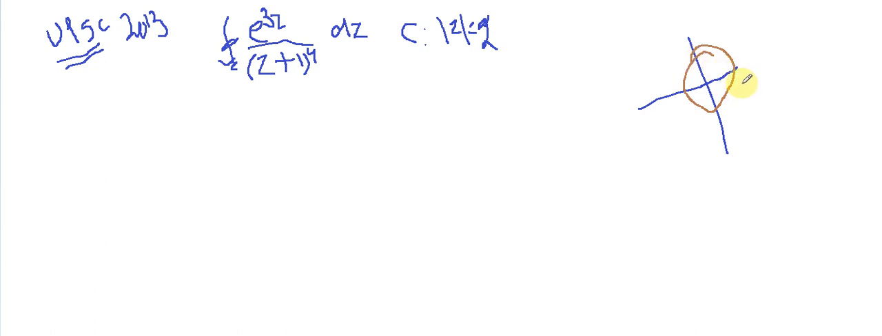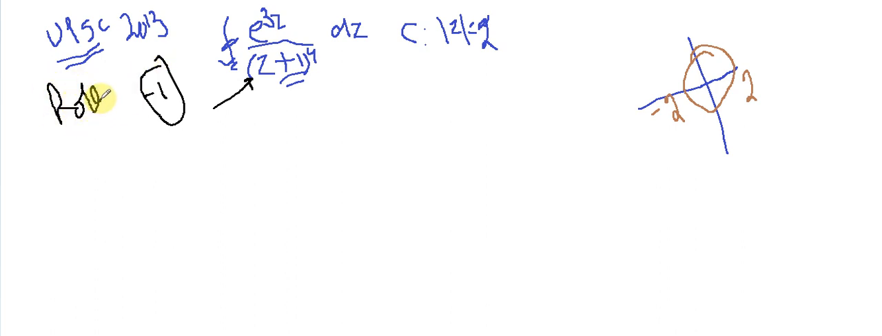Now this factor z plus 1 represents that the pole is present at minus 1. This is the location of the pole. The pole is located at minus 1, and minus 1 will be somewhere here. Since the pole is lying within the circle, the Cauchy's integral formula exists.